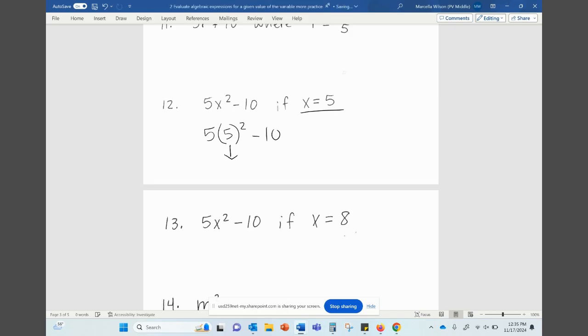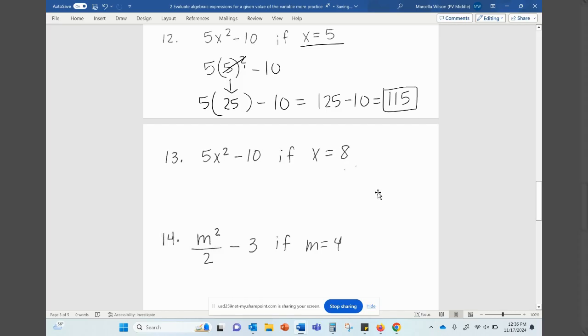So what's 5 times 5? I know that's confusing because there's 2 5s, but we're actually doing this exponent. That means we're going to take what's on the inside of the parentheses times itself 2 times. So 5 times 5 is 25. So all that is gone. And now you have this 5 left. So 5 times 25 equals 125. And then you do your minus 10, and it becomes 115. Okay. The next problem is the same exact problem, except it's an 8 instead of a 5. So see if you can try that one on your own.